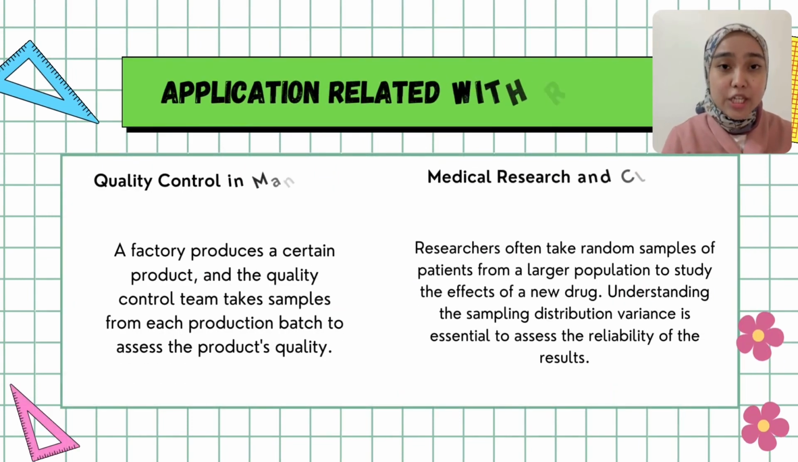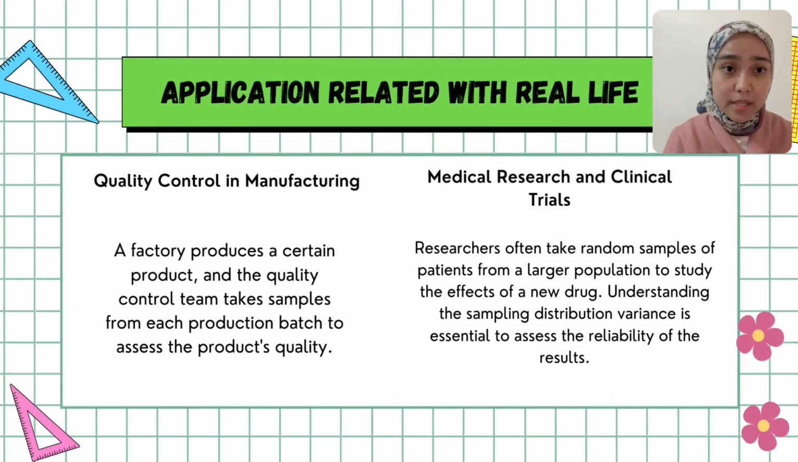Next, an application related to our life is, for example, a factory producing a certain product, where the quality control team takes samples from each production batch to assess the product's quality. The variance in the sampling distribution helps determine the consistency of the product quality. A smaller sampling distribution variance indicates the production process is more stable and reliable.